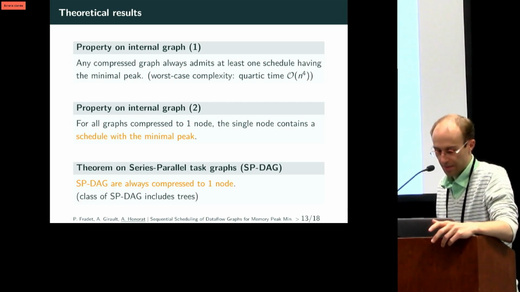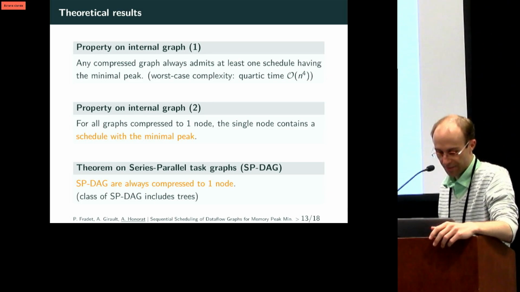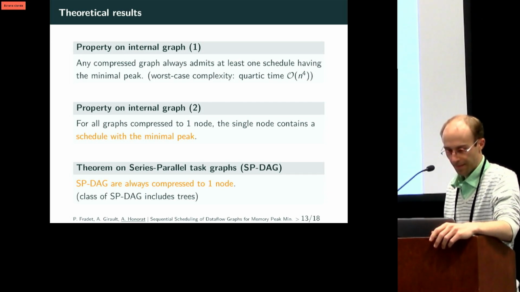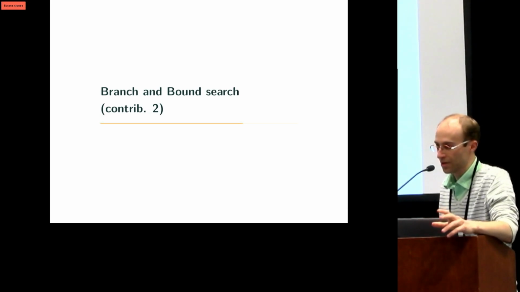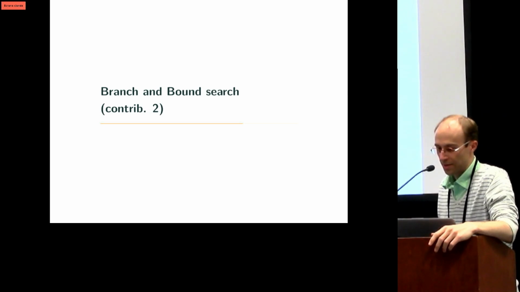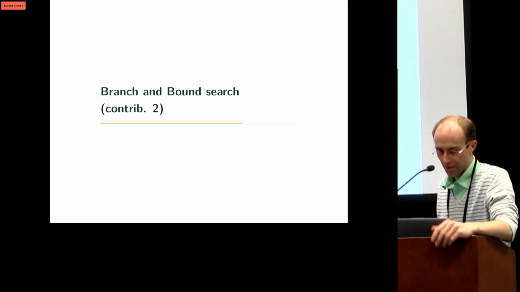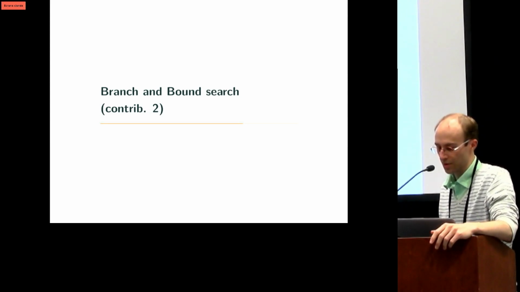Next to our result is about a specific class of task graphs, the series parallel task graph, which we always compress to a single node. But there are cases where the compression algorithm does not compress the graph up to a single node. So in this case, we come back to the first idea of exploring all the schedules. So we have implemented a dedicated branch and bound search, which is our second contribution.